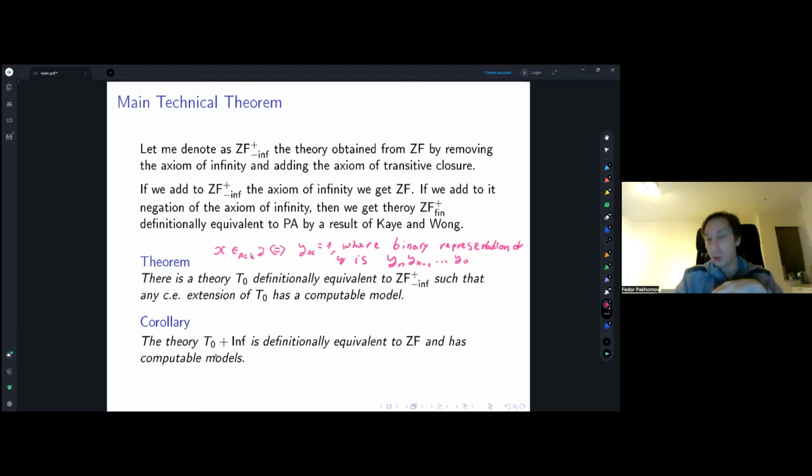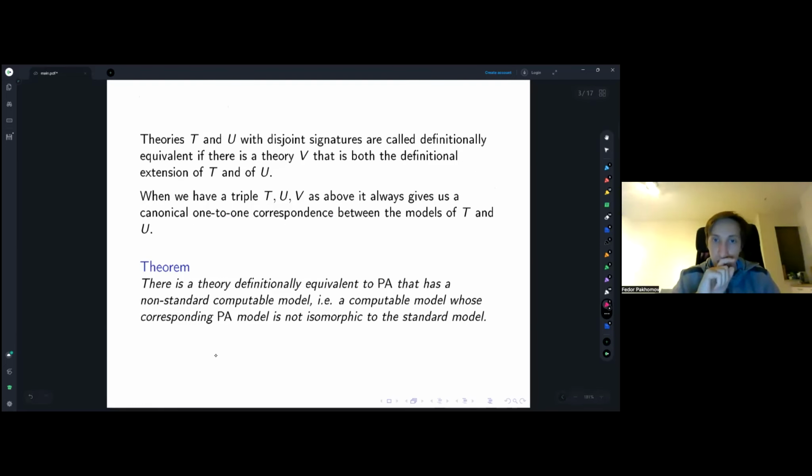has a computable model. Of course, first of all, it implies the theorem from the last slide. Since PA and ZF plus fin are definitionally equivalent, in particular it means that T0 plus negation of infinity is definitionally equivalent to Peano arithmetic, right? So this will be T0 plus negation of infinity.